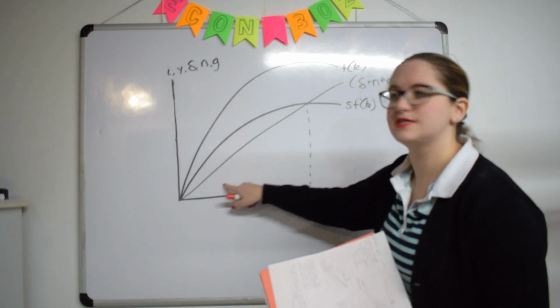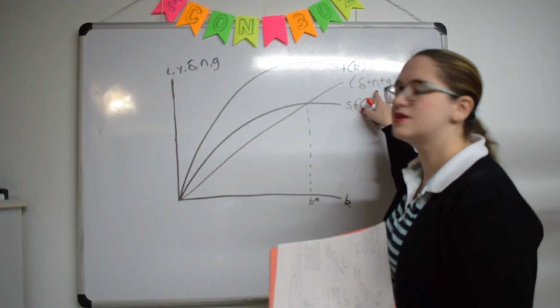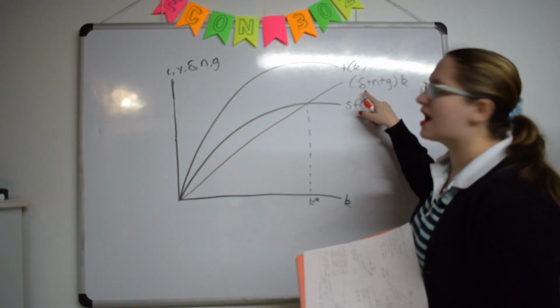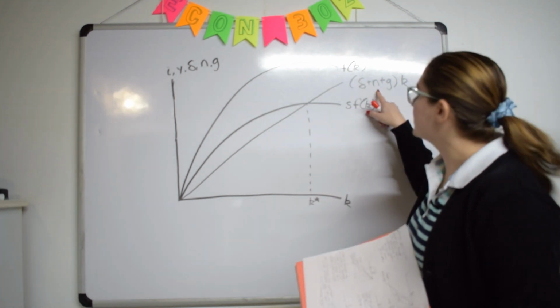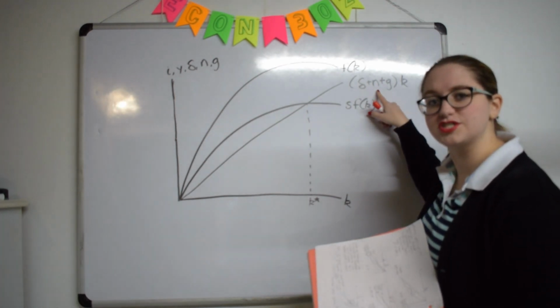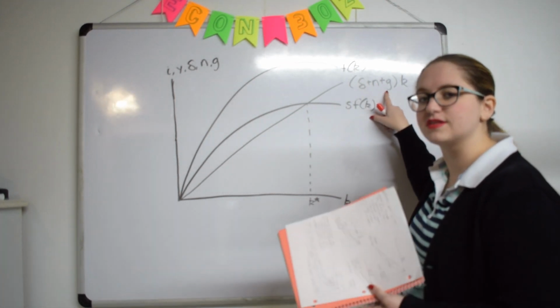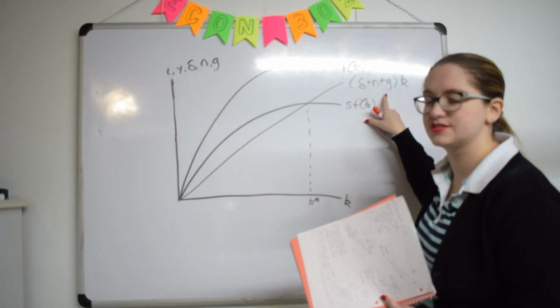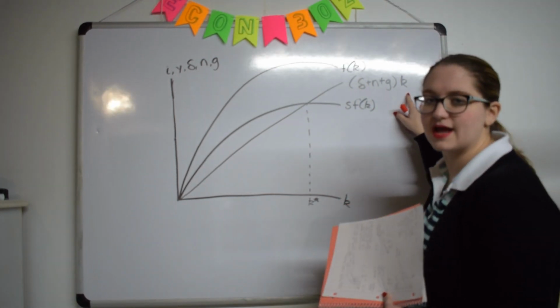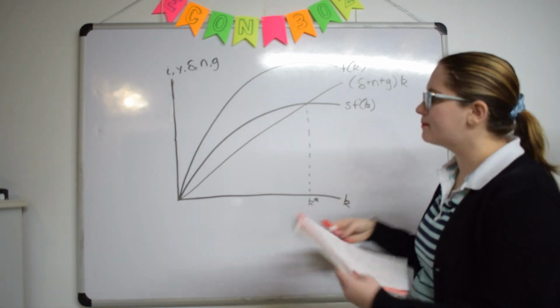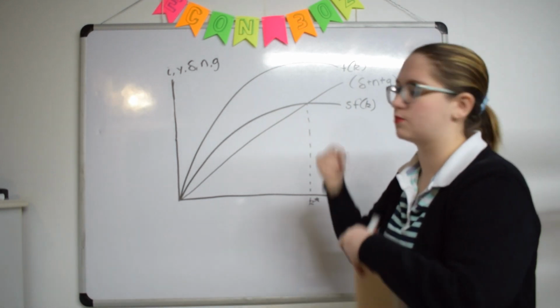The third part is the spending function. So we have to spend on depreciation, we have to spend on population change, and different labor efficiency changes. And that is multiplied by capital per worker. Now remember, everything here is per worker.